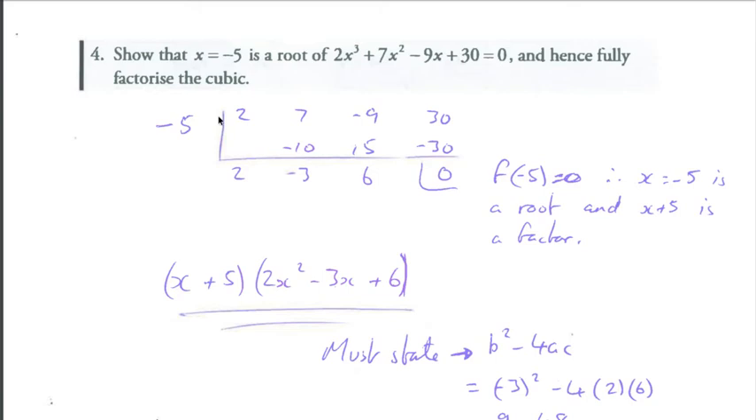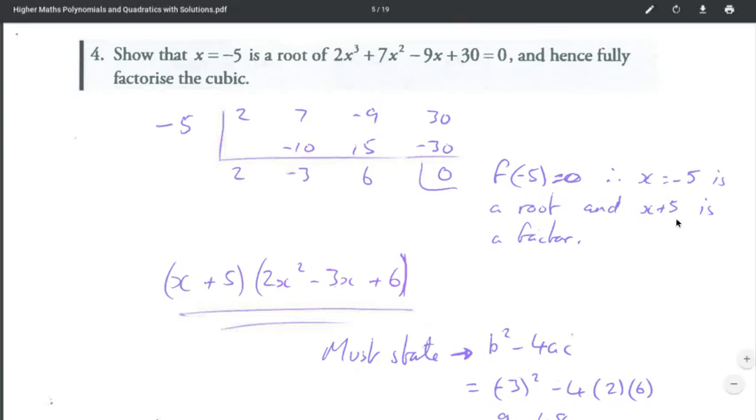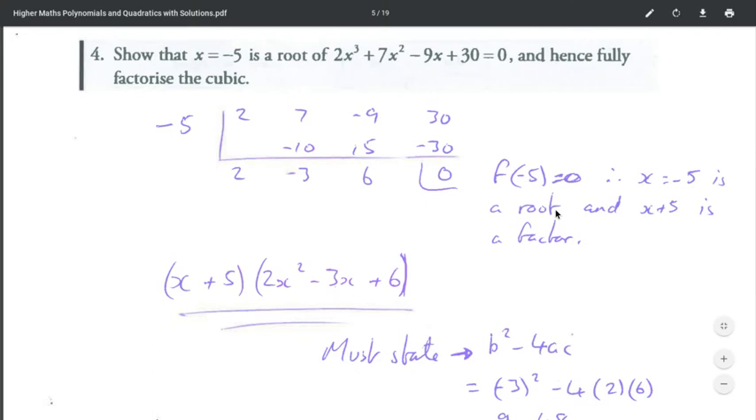So apply synthetic division. So number down, multiply by the front, add these two together, -3 multiplied by the front is 15, -9 plus 15 is 6, multiplied by -5 is -30, 30 plus -30 is 0. So the remainder is 0, so f of -5 equals 0. So x equals -5 is a root, as we're asked to show, and x plus 5 is a factor.